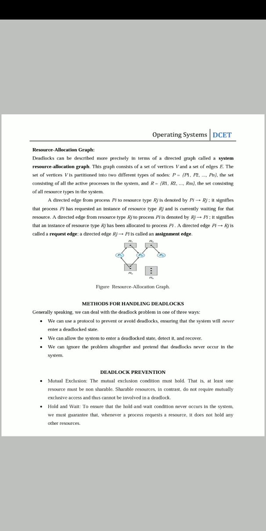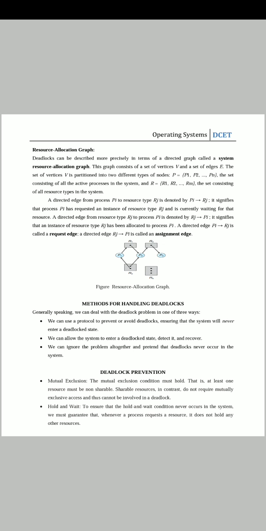These are very important in your resource allocation graph. A deadlock can be described more precisely in terms of a directed graph, that is the resource allocation graph, also called RAG. I can represent my deadlock with the help of the resource allocation graph. This graph consists of a set of vertices V and a set of edges E. The set of vertices V is partitioned into two types of nodes: P equal to P1, P2 up to Pn, the set consisting of active processes in the system, and R1, R2 up to Rm.